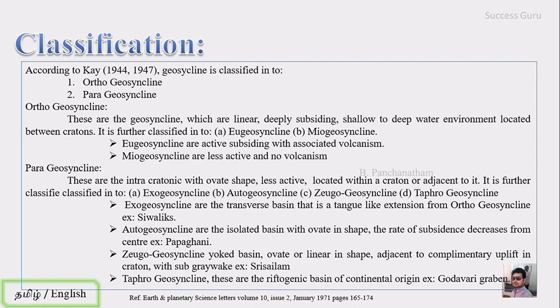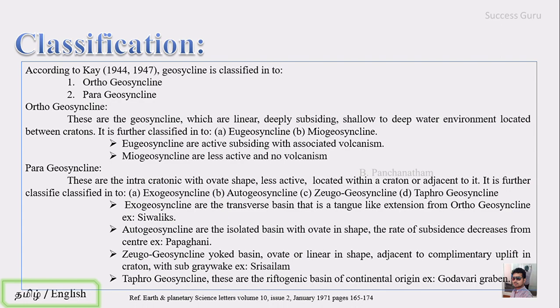The third one is the zeugogeosyncline, that is a basin ovate or linear in shape, adjacent to a complementary uplift in the craton with the sub-bravecate. So this geosyncline has been formed near a complementary uplift, that is some portion has been uplifted, and due to that upliftment there will be a depression in the nearby region, and that forms a geosyncline. And one of the best examples is the Srisailam deposits. Okay, the last one is the tephrogeosyncline. These are the riftogenic basins of continental origin, and the best example is the Godavari graben, which is active now, right?